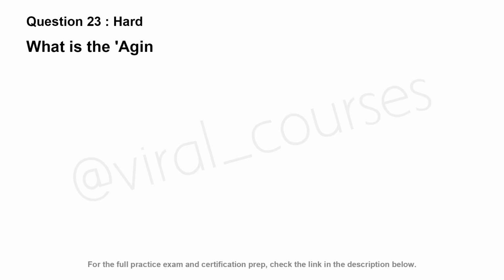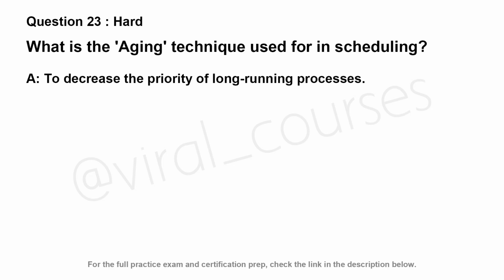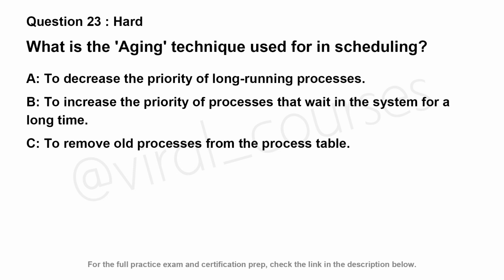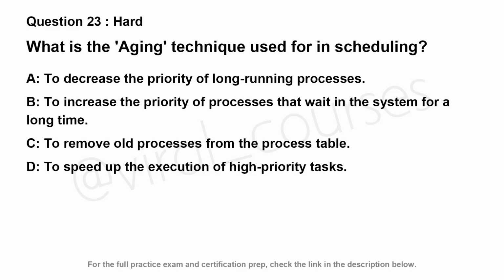What is the aging technique used for in scheduling? Option A. To decrease the priority of long-running processes. Option B. To increase the priority of processes that wait in the system for a long time. Option C. To remove old processes from the process table. Option D. To speed up the execution of high-priority tasks.